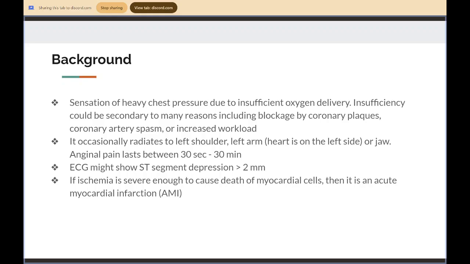It occasionally radiates to the left shoulder or the left arm as the heart is on the left side, as well as it shares innervation. It can also radiate to the jaw. Anginal pain lasts between 30 seconds to 30 minutes. The ECG or the EKG might show ST segment depression greater than 2 millimeters. And if ischemia is severe enough to cause the death of myocardial cells, then it is considered an acute myocardial infarction, aka a heart attack.